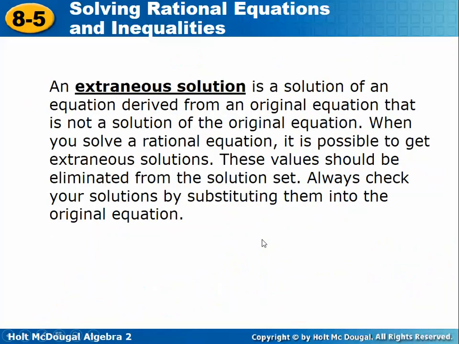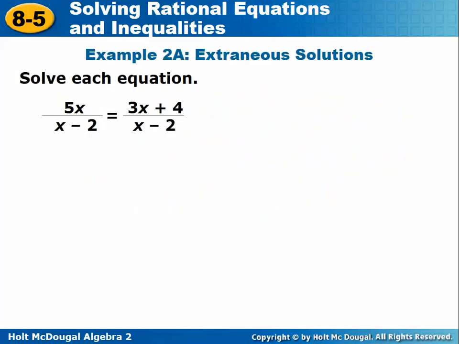All right, so an extraneous solution is when you solve this and you get an answer that does not work. And it is possible to get these, so that's why you should always check, as I was showing you how to do. So here's an example where we might get an answer that doesn't work. In this one, our common denominator is x minus 2. So I'm going to multiply both sides by x minus 2.